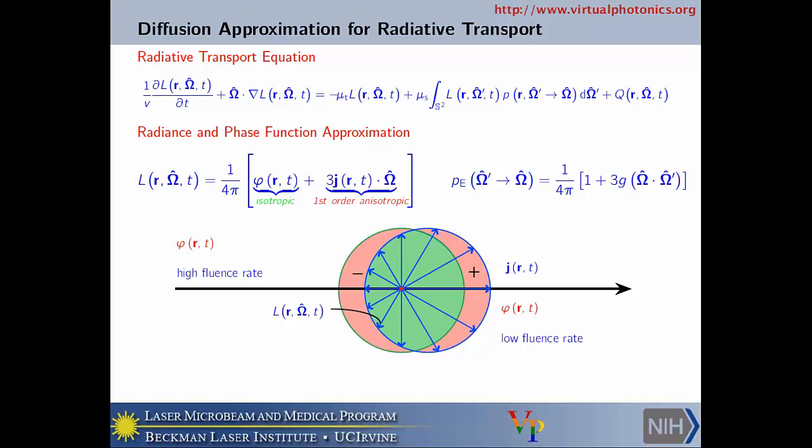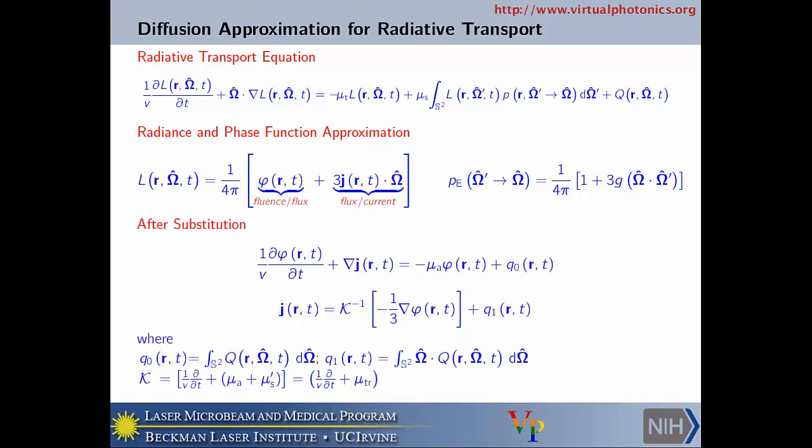So what we do is we take these two functional forms and put them into this equation, and we do appropriate integrations over all 4 pi solid angles. We conserve energy, essentially, and that requires us to conserve both the fluence and the flux. I won't show you all the steps, but if you're interested, I can point you to some resources. After this substitution, we get two partial differential equations. One gives you an interrelationship between the time derivative of the fluence, the spatial gradient of the flux, the fluence, and then the source.